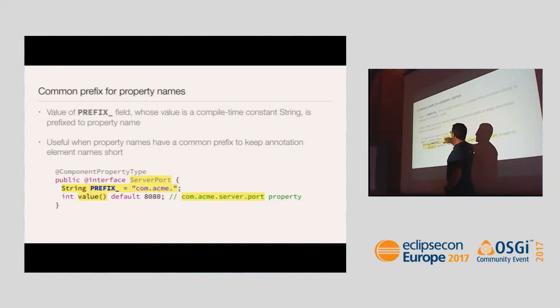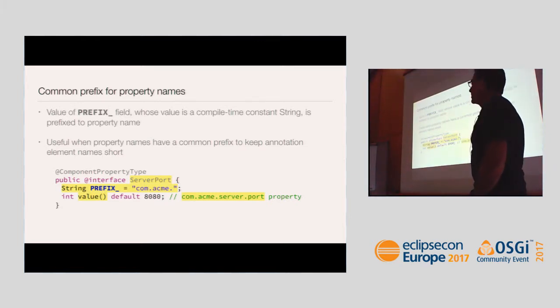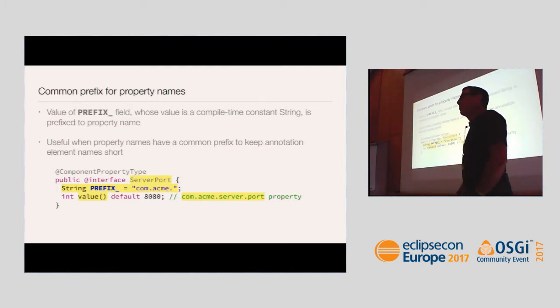Right, so the mapping rules for single element annotations is you take the type name, you lowercase all the letters, and you insert a period between the transition from a lower to an upper. So that becomes server.port. And then you put com.acme dot in front of that, and then you have the full property name.